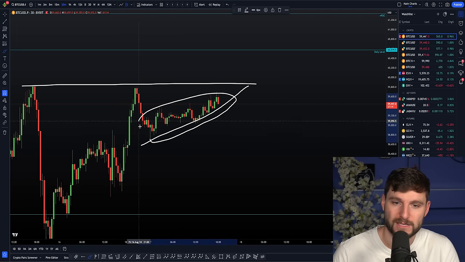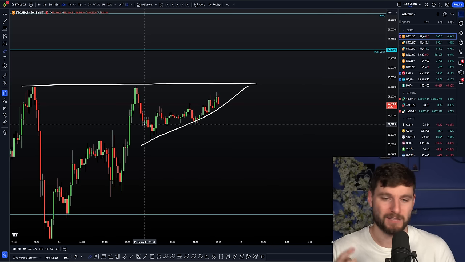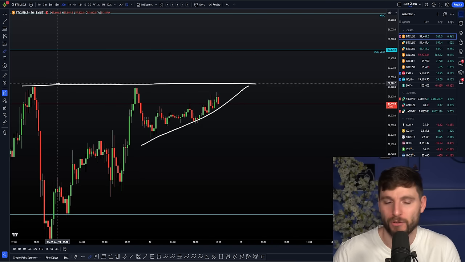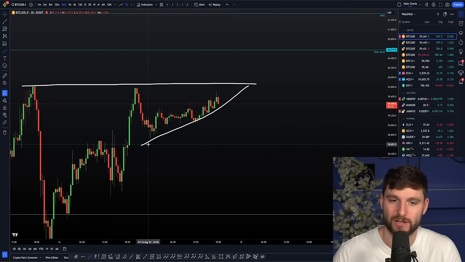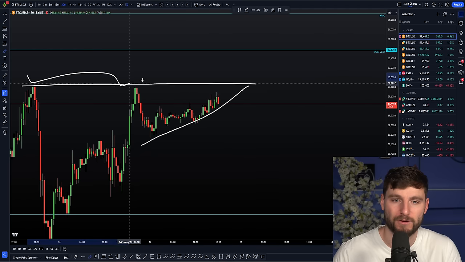we have been building these higher lows. So again, I cannot really say this is a triangle because it's technically not yet, but you can see it's got that type of price action of an ascending triangle. Higher lows locally, flat level of resistance.